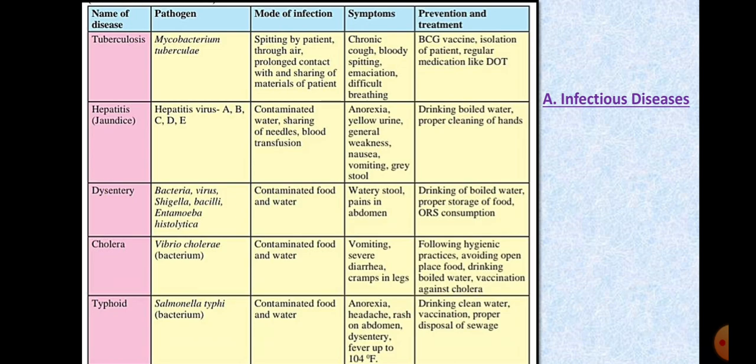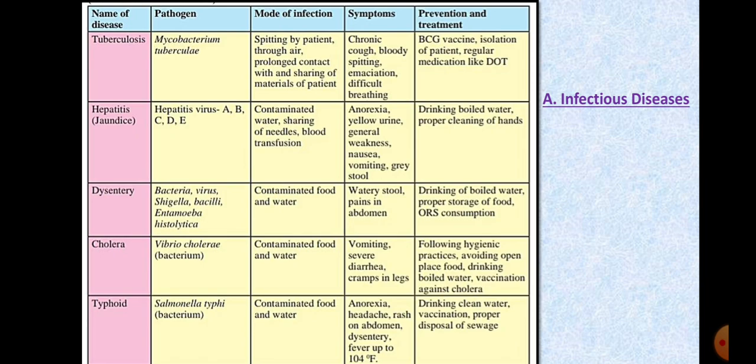And the main symptom is the color of the urine is yellow in the patient. There is weakness and a feeling of nausea, that is vomiting. And prevention is one has to take boiled water and hygiene should be maintained.